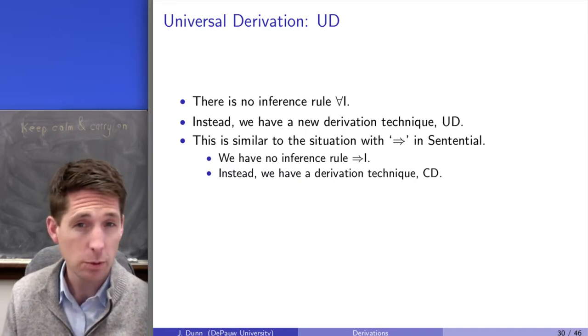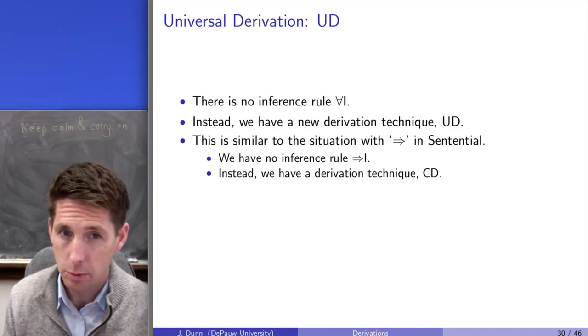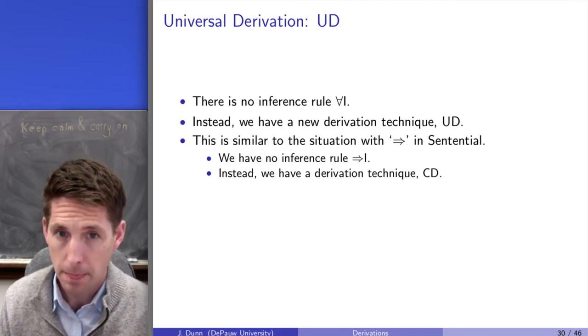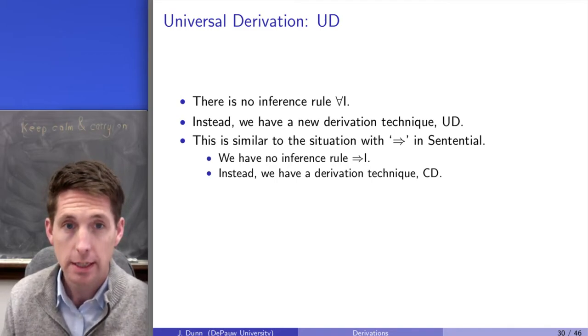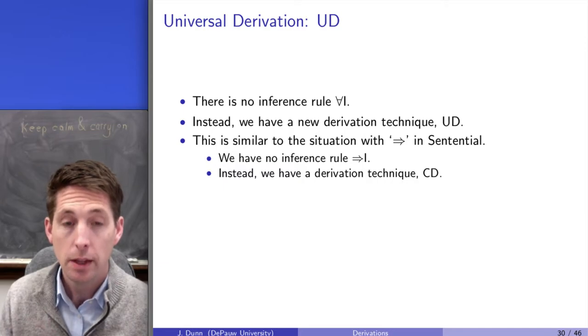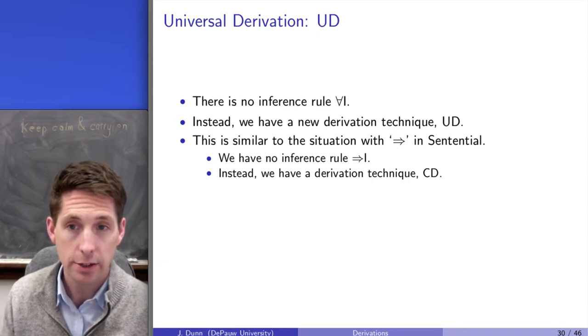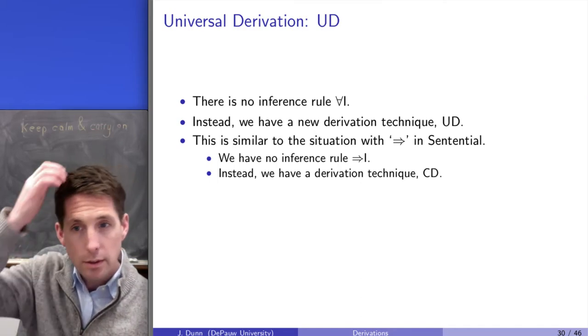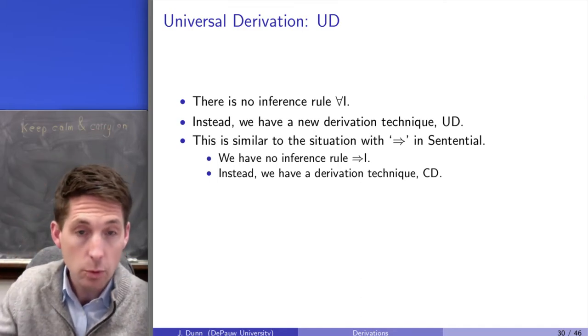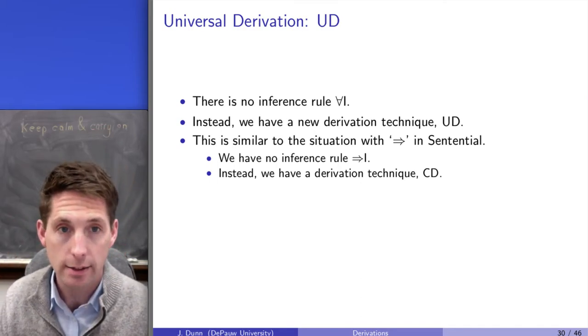If you look back at the rules, you'll notice there's no arrow in rule. There's no if-then in rule. Instead, if you want to establish that something with an arrow is true, you have to write a show line with the arrow and then apply the conditional derivation technique. That is, you assume the antecedent and try to show the consequent. The rule universal derivation is very analogous to this.